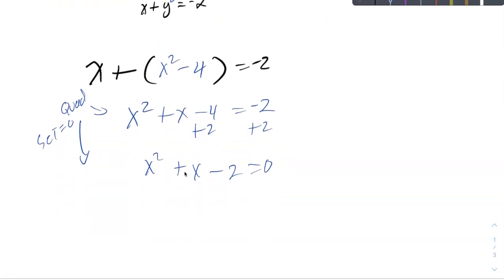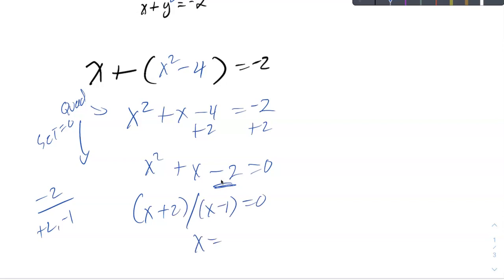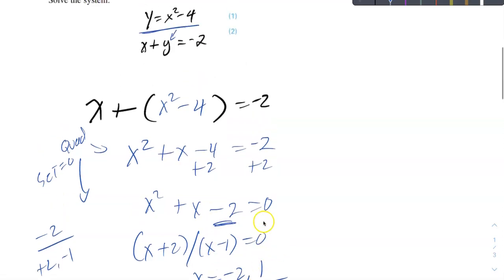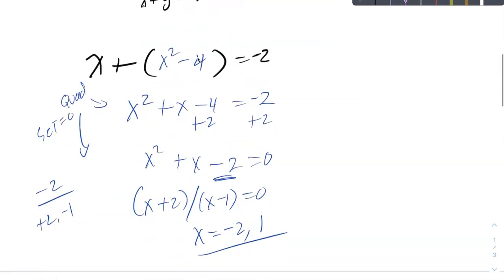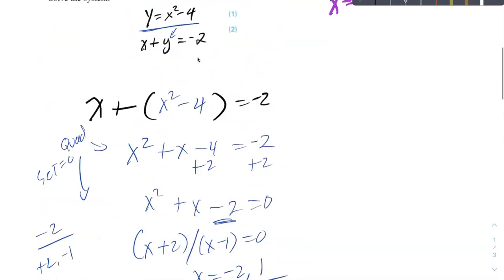Then we can factor this. It does factor. You need two numbers that multiply to get negative 2 but add to get 1, which are positive 2 and negative 1. So x plus 2, x minus 1 equals 0. Split and solve: x equals negative 2 and 1. Those are my x values. Don't forget, you have to find the y values. So we go back up and plug into any equation you want. Our x's are negative 2 and 1.